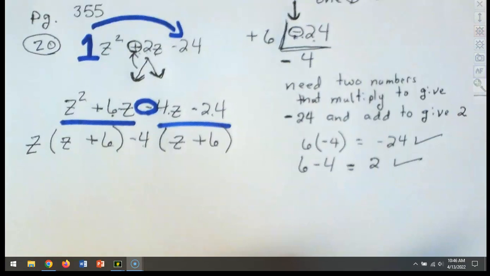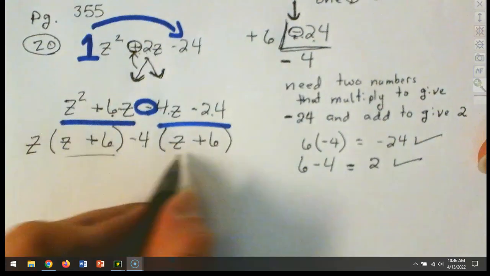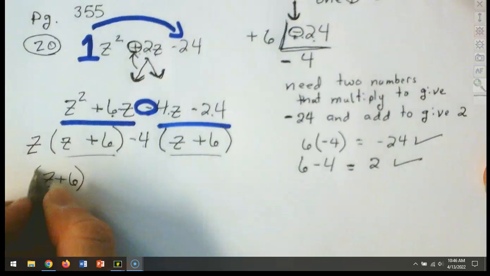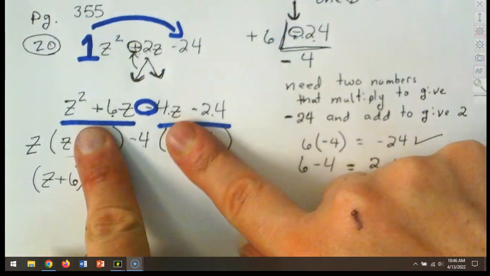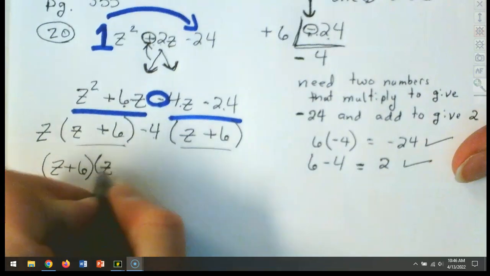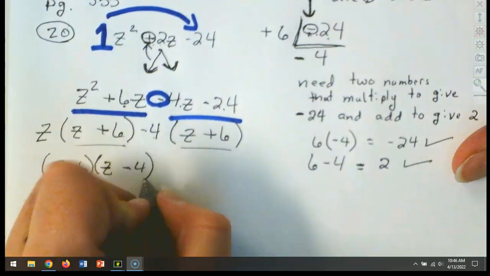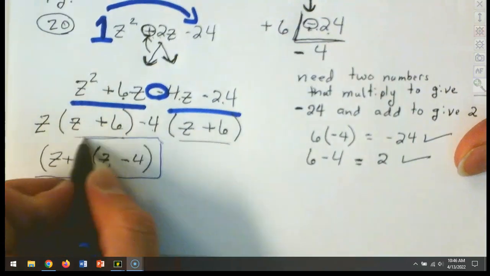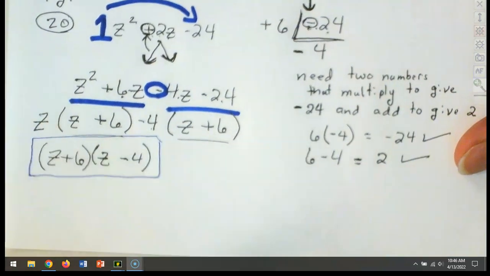Okay, are my groupings the same? Are my parentheses now the same? Yes, these are the same, right? So z plus 6 comes out. And what's left over? Z what? Minus 4. There's your final, finished, factored answer.